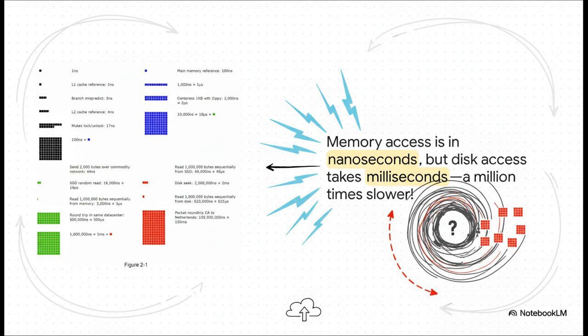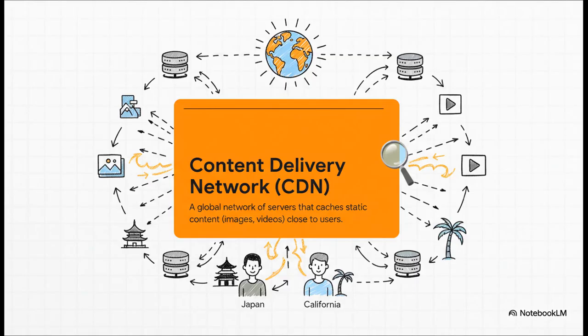Accessing data from main memory takes nanoseconds. A random read from a disk, we're talking milliseconds. That's a performance difference of several orders of magnitude. By avoiding the disk, you make your application absolutely fly. But what about your users on the other side of the planet?